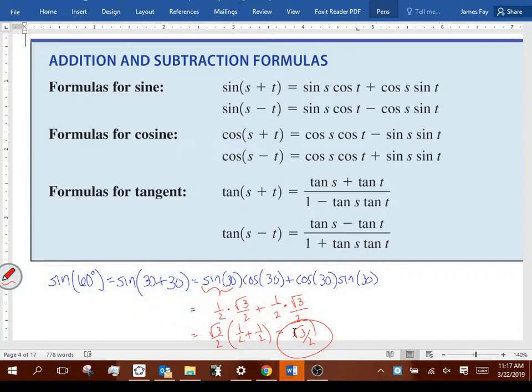Now, obviously, that's kind of trivial. We knew that result off the unit circle to begin with. There are others on the unit circle that we don't know, like, let's say, sine of 75. Do we know that off the unit circle? No.